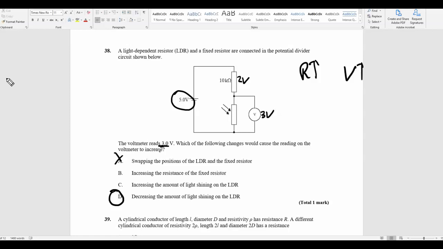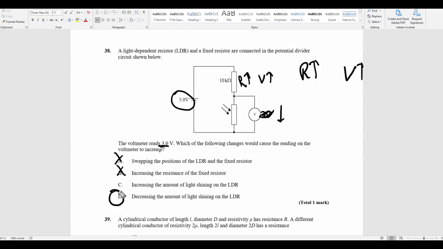B says increasing the resistance of the fixed resistor. Okay, but I said before, more resistance means more voltage. Okay, in other words, if I increase the resistance here, I increase the voltage here. But I only have 5 volts to work with. So if the voltage here goes up, the voltage here has to go down because those two voltages still have to add to be 5. Again, that's going to cause the reading on the voltmeter to decrease, not increase. And so B is also out.